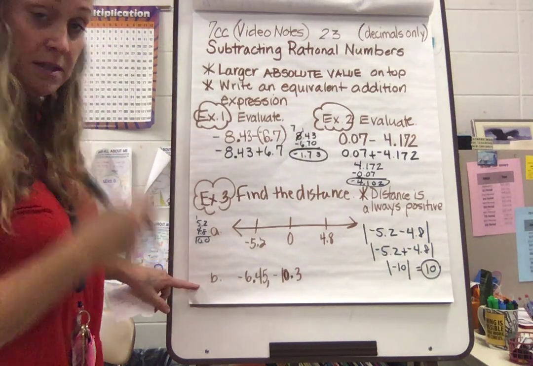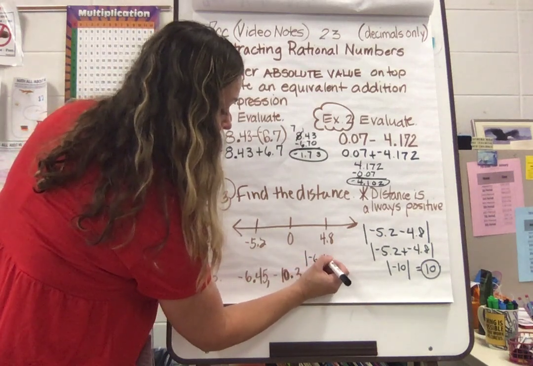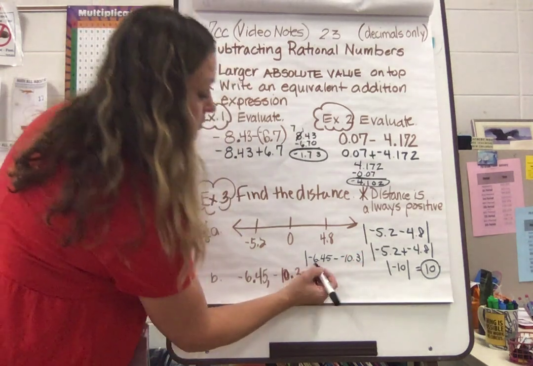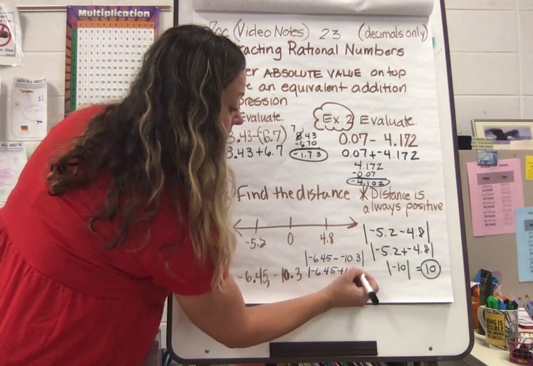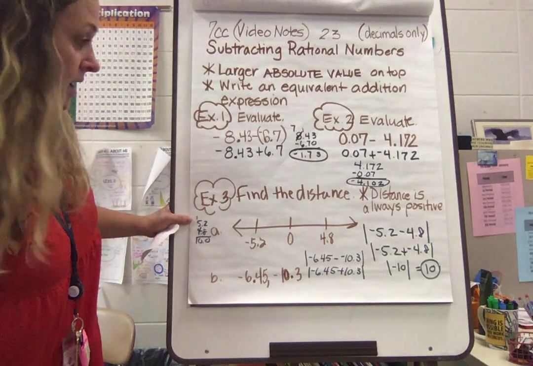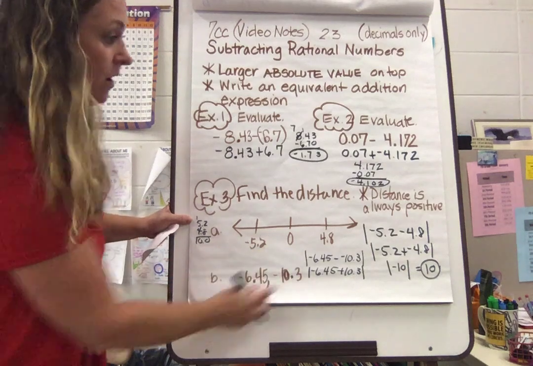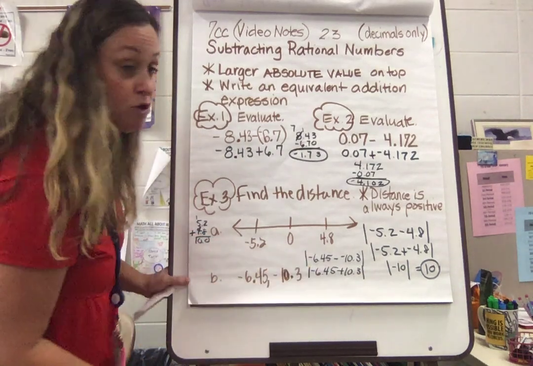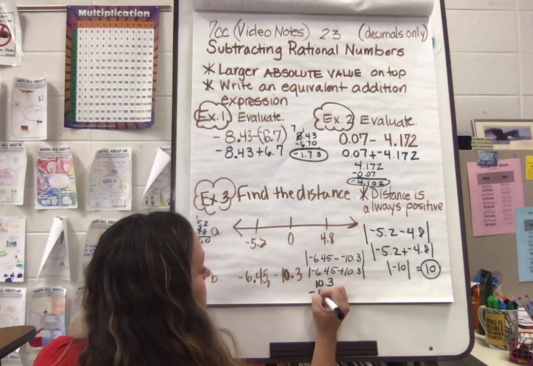All right, in B, I'm going to set up an expression. Negative 6.45 minus negative 10.3. I'm going to rewrite that expression as the absolute value of negative 6.45 plus 10.3. I have a positive and a negative, therefore I go ahead and I subtract because I have 0 pairs. Unlike here when I had no 0 pairs and I added. Here I'm going to subtract, larger number on top. So I'm going to have 10.3 minus 6.45.